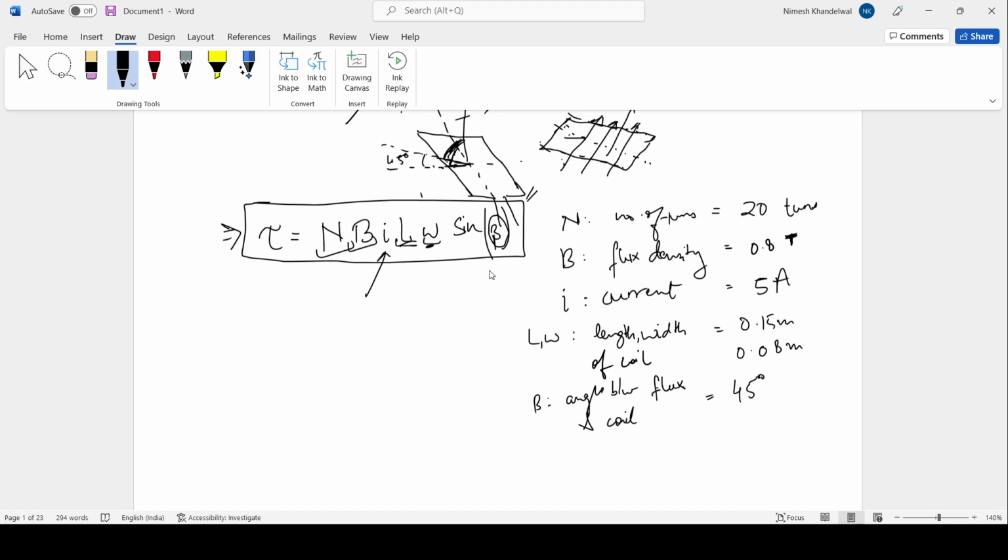So essentially in this problem you just have to take all these values, plug them in the formula, and then you'll get the final value of the torque on your coil. So let us do that. This is 20 times 0.8 times 5, and then 0.15 times 0.8 times sine 45, right? So 1 over root 2.